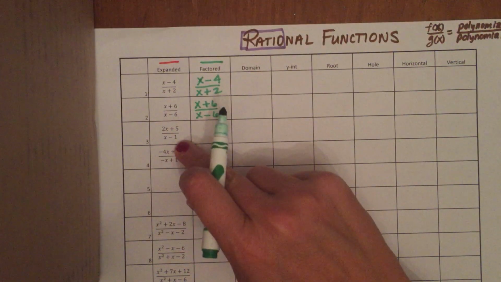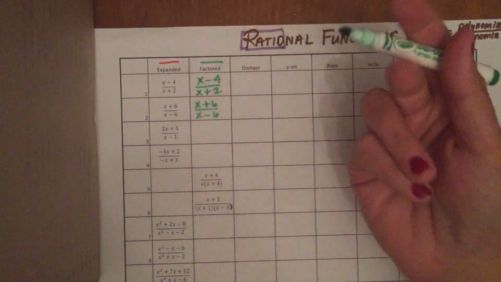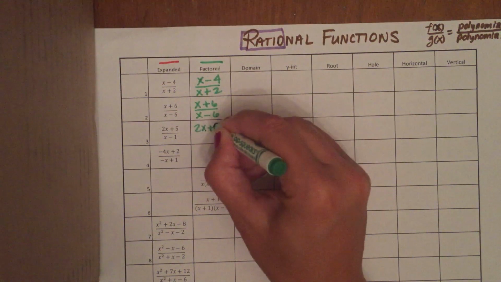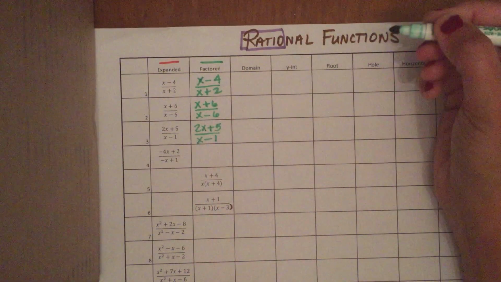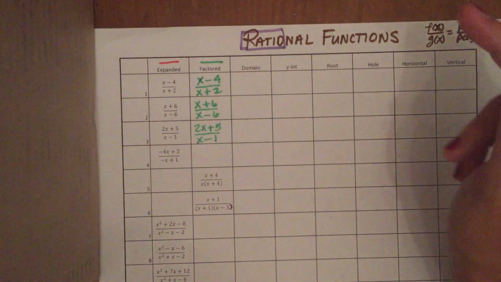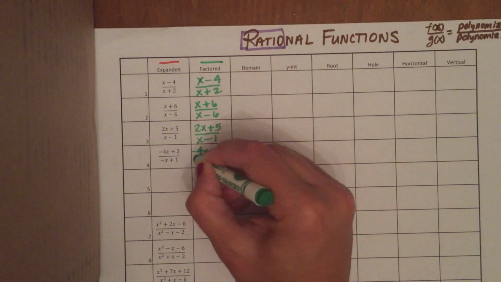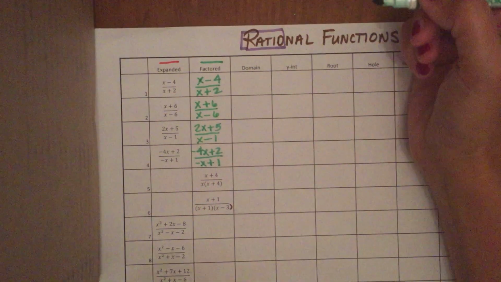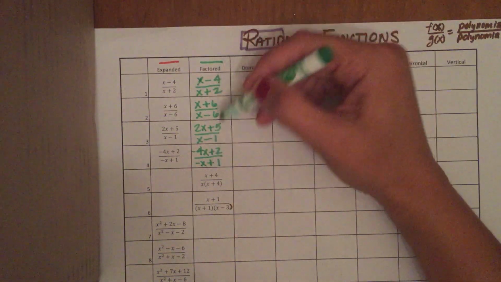Number 3, same situation. This cannot be factored. There are no common factors for me to factor out. It's already simplified. So the factored form is the same. It is 2x plus 5 over x minus 1. And you'll see the same holds true with number 4. So I have negative 4x plus 2 over negative x plus 1. So that's converting from expanded to factored for the top few.